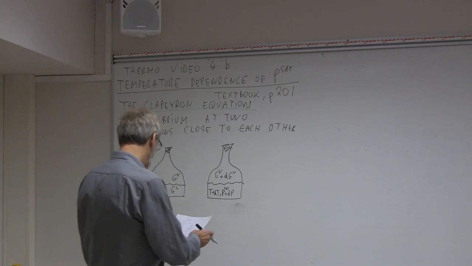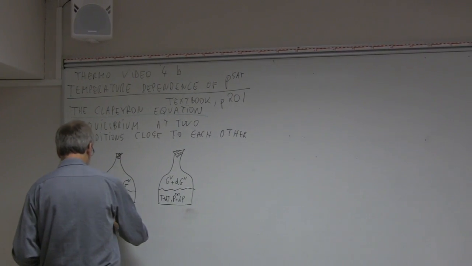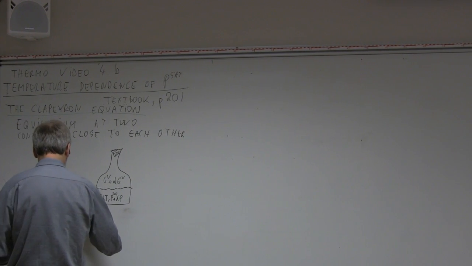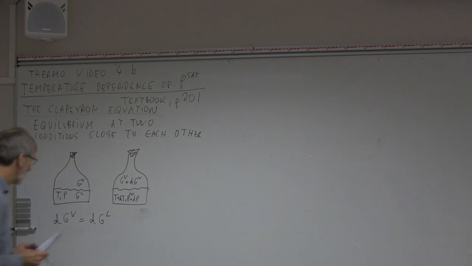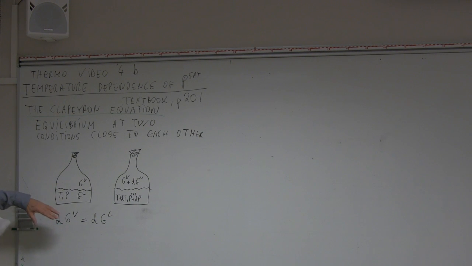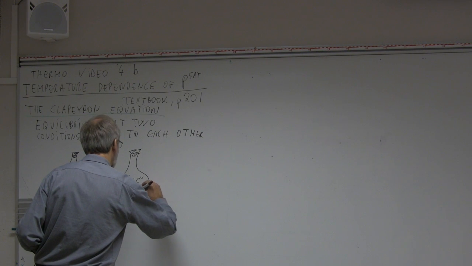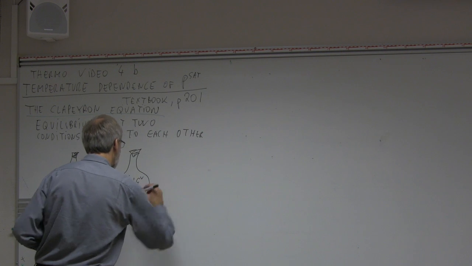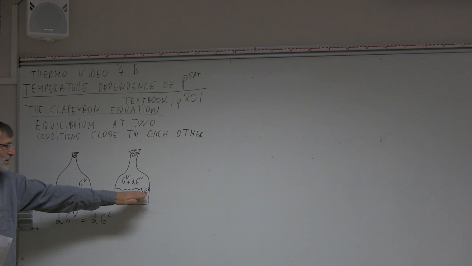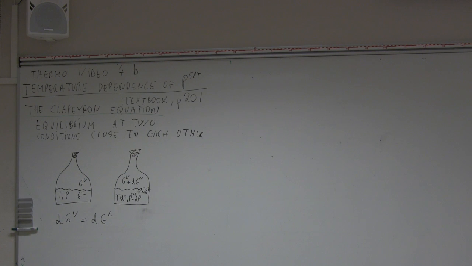And then dGV must equal dGL. So if we change, we know that GV must be equal to GL here, and we know that GL plus dGL, the new Gibbs free energy in the liquid, must also be equal to the new Gibbs free energy in the vapor.